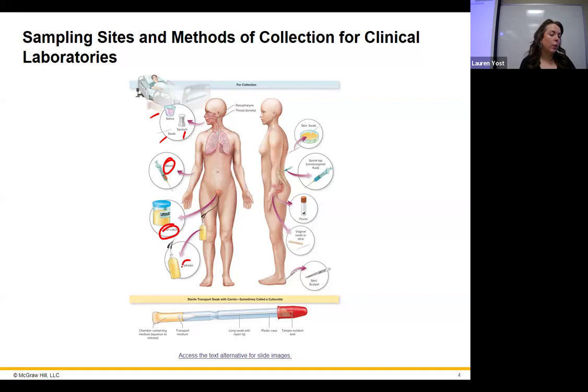We have skin swabs as well as collection of skin samples by scalpel. That could be biopsies or scrapings off of the surface of the skin. Spinal taps of the cerebrospinal fluid, which will typically be lumbar puncture. Feces, so actual stool samples, vaginal swabs or sticks, depending on whatever test we're looking at.